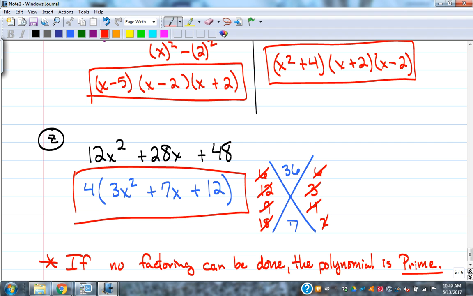If no factoring can be done, if you can't pull out a GCF, you can't do the x method, you can't do grouping, you can't do differences of squares, sums of cubes, differences of cubes, you can't do any of those things, then it's called a prime polynomial. Just like the number 7 is a prime number. It can't be broken down into other numbers, as opposed to 8, which could be broken down into 4 times 2. A polynomial that can't be broken down in any way is called a prime polynomial. It cannot be factored.